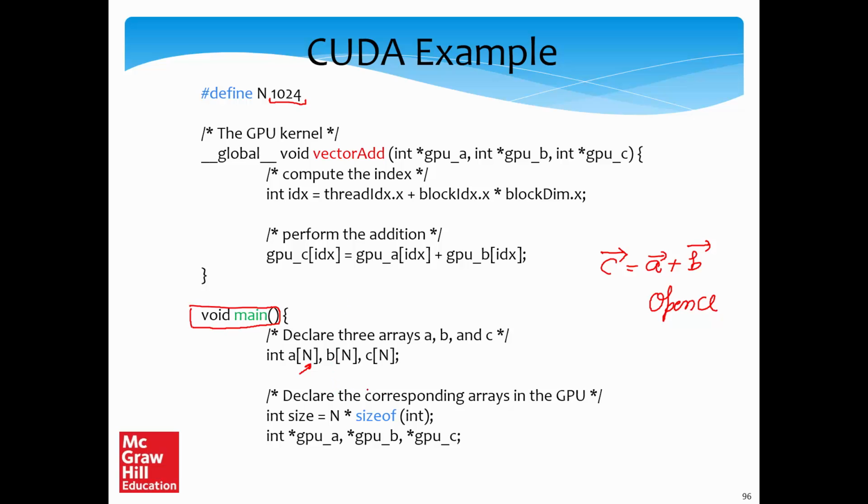Now let us declare the corresponding arrays in the GPU. Mind you, these arrays are being declared in the CPU, but they are not being declared within the GPU. So let's declare them in the GPU. Let us now see how we need to create some amount of space within the GPU to store a copy of these arrays A, B, and C.